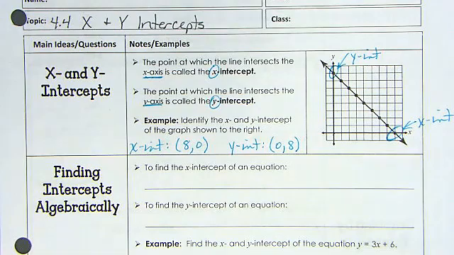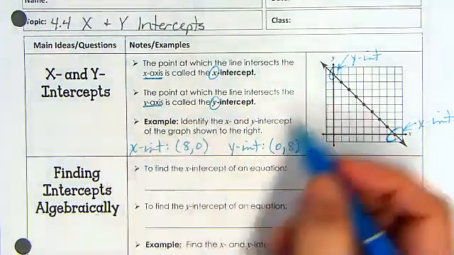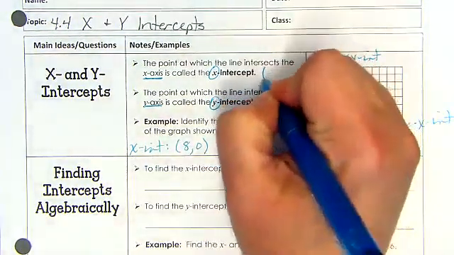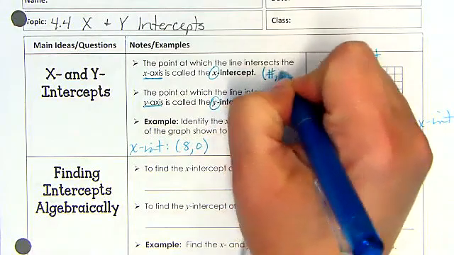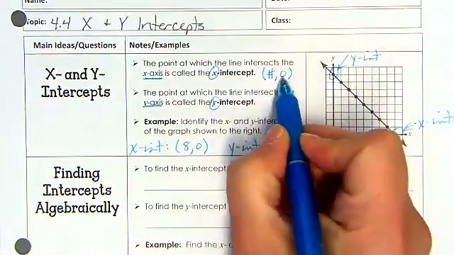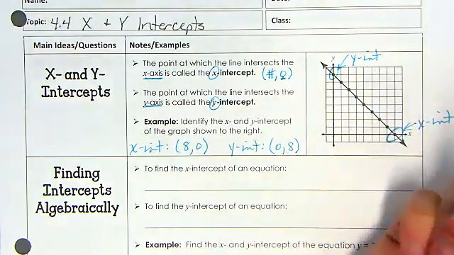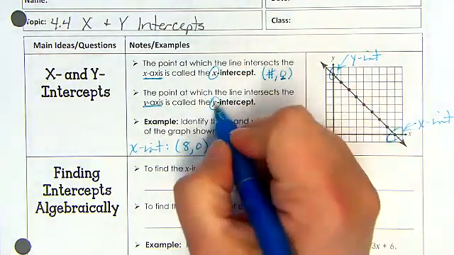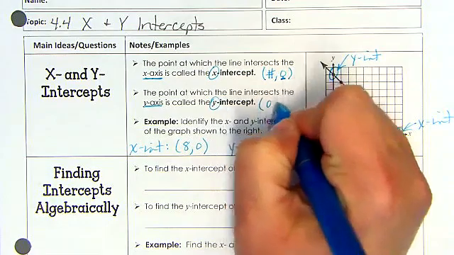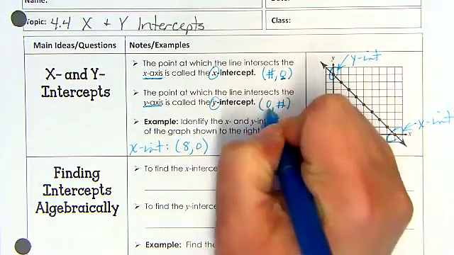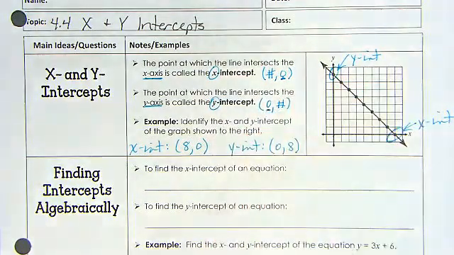All right. Notice the x-intercept is always going to be some number, 0. The 0 is in the y spot. For the y-intercept, it is 0, some number. The 0 is in the x spot. Just an observation to help you to remember how the ordered pair should be written.